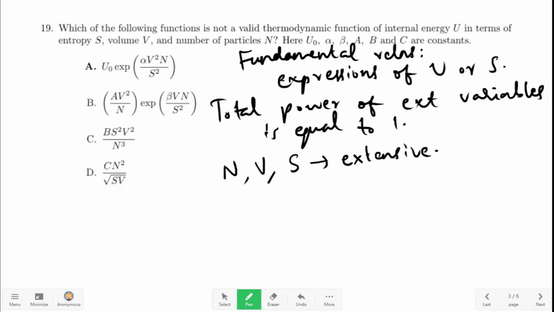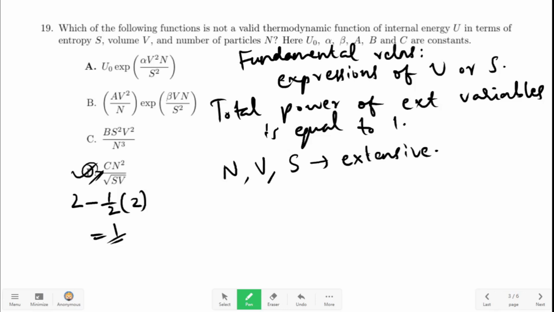Now let's check if each of the options are valid by calculating their total power of extensive variables. So in the case of option D, we have C is constant, power of n is 2, and power of S and V together is -2. They are inside a root, so we have total power equal to 2 minus 1 by 2 into 2, which is equal to 1. So this is a valid thermodynamic function because total power of extensive variables is equal to 1.